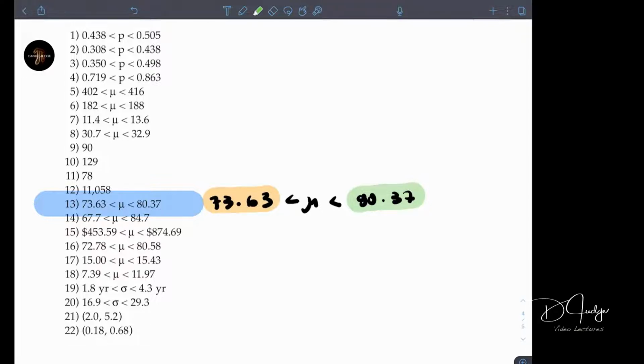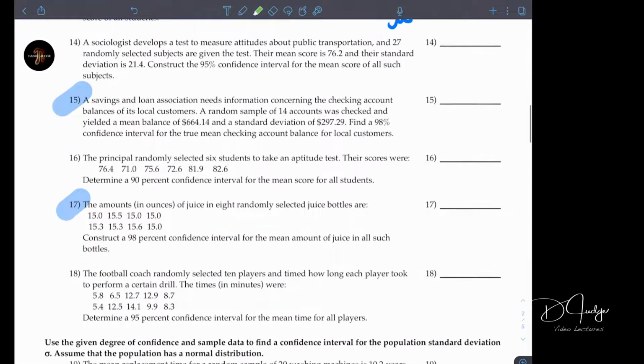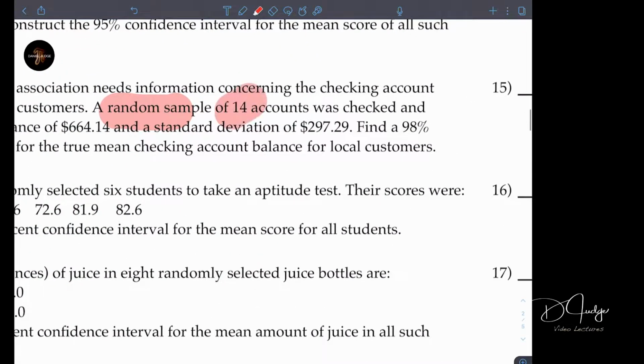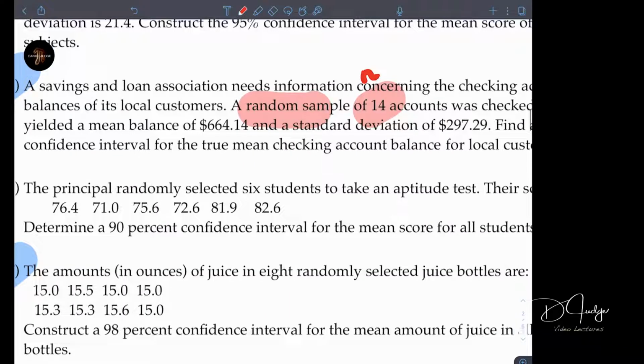All right, let's say number 15 here. Number 15 says the Savings and Loan Association needs information concerning the checking account balances of its local customers. Here comes your sample information. How do you know? It says a random sample of 14 accounts. Boy, that's small. Sample size is 14. Checked and yielded a mean balance. This is a sample mean of $664.14.